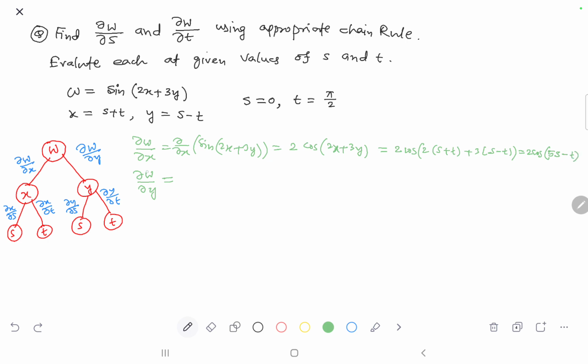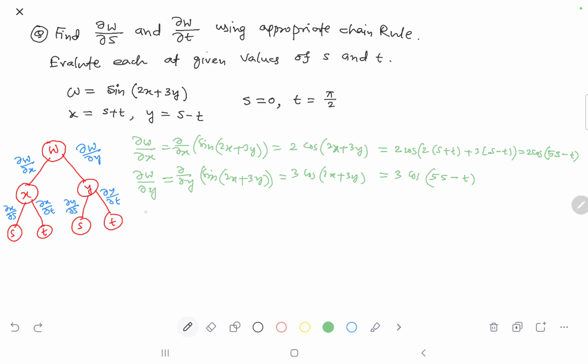And now del w del y, what should we get? Del y of sine of 2x plus 3y. So what should we get? We get 3 of cosine 2x plus 3y. So then what should we get? We get 3 of the same thing, we get cosine of 5s minus t, right? Fine, clear?